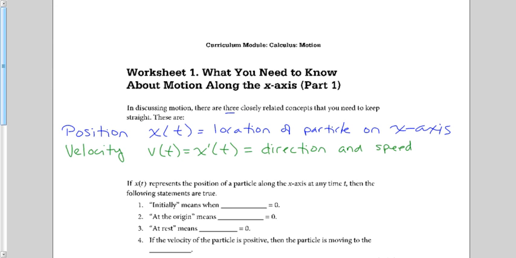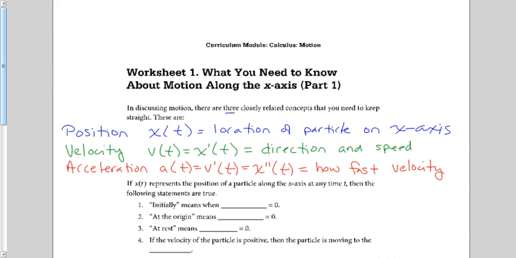And finally, we have acceleration. Acceleration is a, and it is the derivative, or the rate of change, of your velocity, which, if we talk about position, is the second derivative of the position. This is acceleration, or how fast the velocity is changing. So again, these are the 3 concepts that we have in motion. We've got to keep them straight and know when to use what.